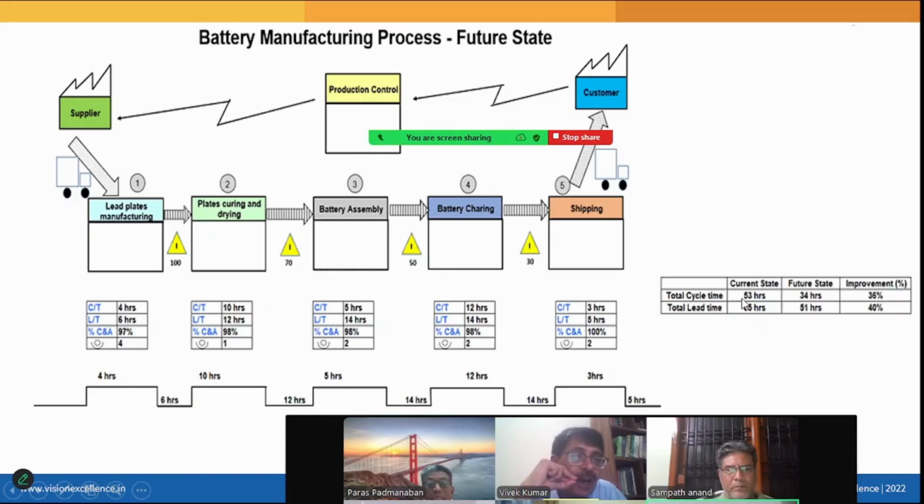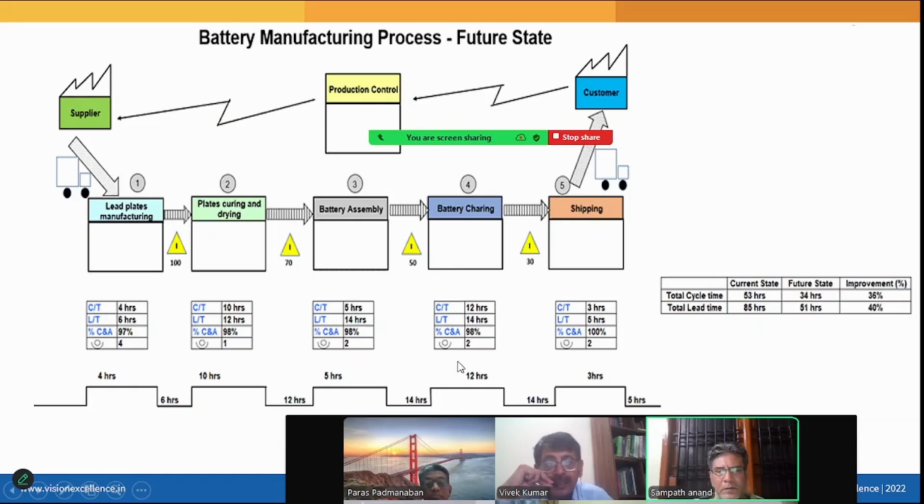now can somebody help me calculate the revised cycle time or processing time. Let us calculate 4 plus 10 plus 5 plus 12 plus 3. Somebody please do the needful. This is 34 hours. And the total lead time, 4 plus 6 plus 10 plus 12 plus so on. So it is now 51 hours.